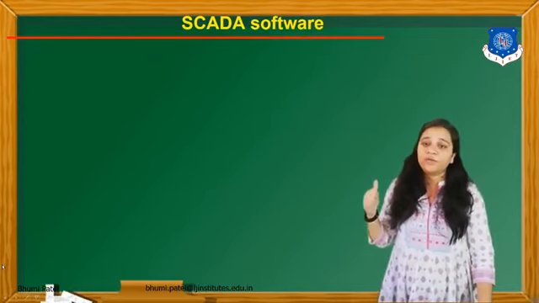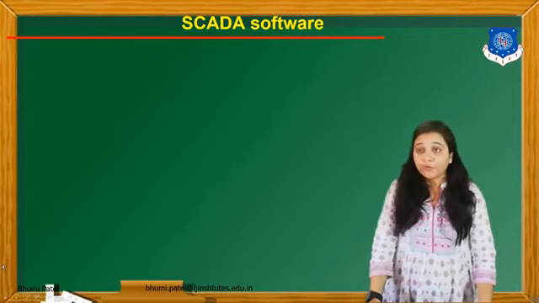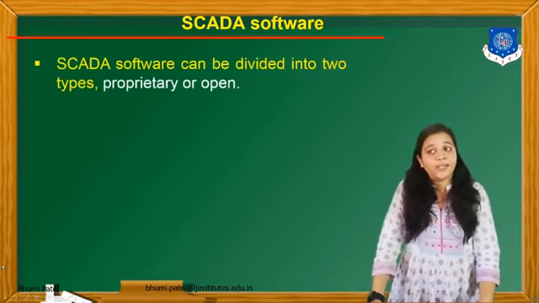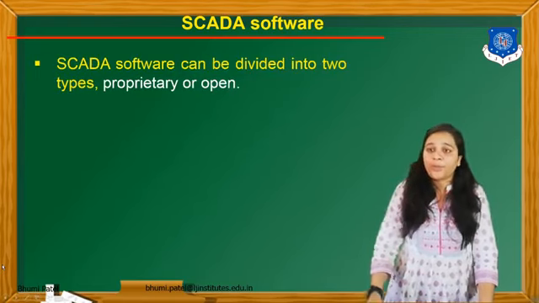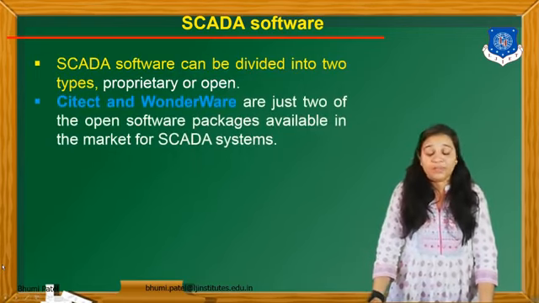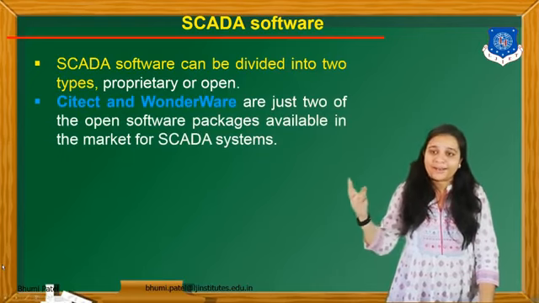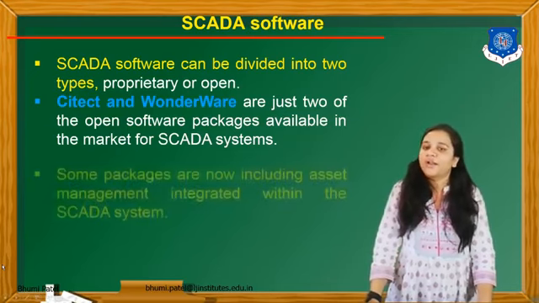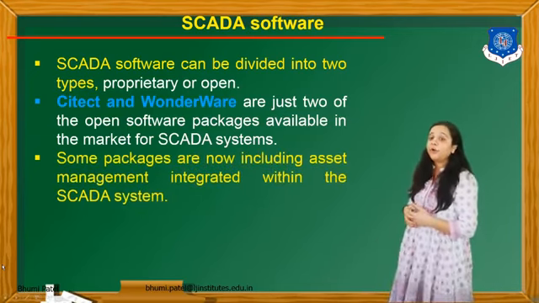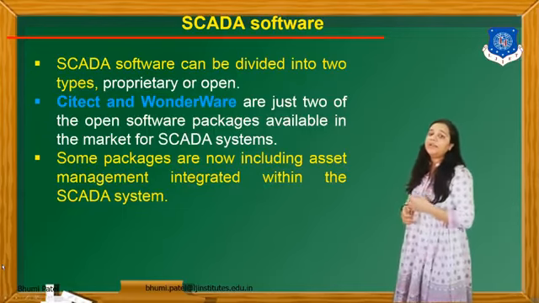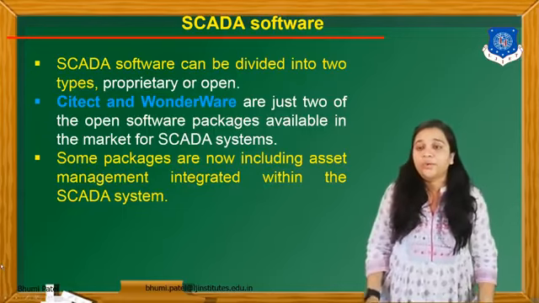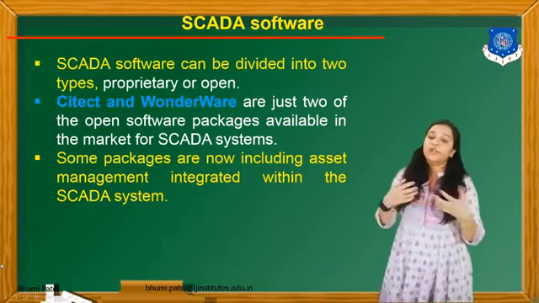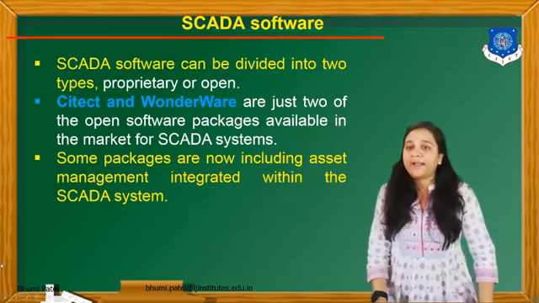Okay, this is all about the SCADA hardware. Now we have to use the SCADA software for the programming. So the SCADA software can be divided into two types. Okay, proprietary and the open type. We generally use two open package software for the SCADA. First one is the Citect and the next one is the Wonderware, and some packages are now including management functions integrated within the SCADA software. Okay, so we have to do the programming using these two software, and then we have to display the master station as a SCADA station.